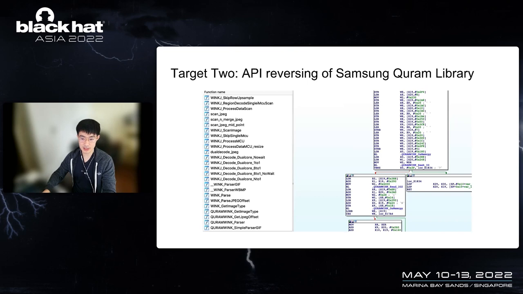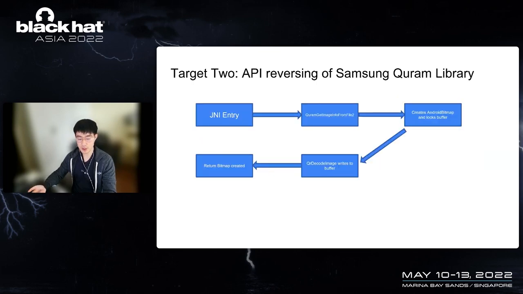You can see from the IDA screenshot that this code is rather complex, which means it's a very interesting target for fuzzing. If we want to fuzz this codec, we need to draw a call flow of this library.